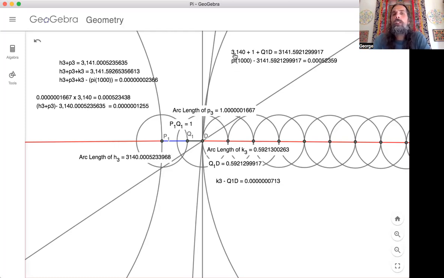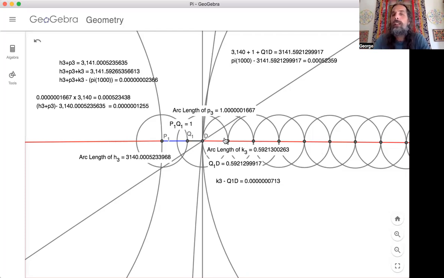So what I have over here is the 3,140 plus the 1, which is the P to Q measurement there, plus the Q to D measurement, and that comes up with 3,141.5921992217. Now that's when I just am adding up what these true values are of the arc, not the arc length, just the segment lengths. So these segment lengths, as I add them all the way up, this has nothing to do with the pi value at this point.